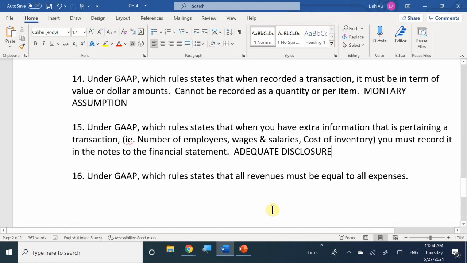And then last but not least, question number 16 under GAAP, which rule states that all revenues must equal all expenses? Yes, I heard that. Matching principle is correct.